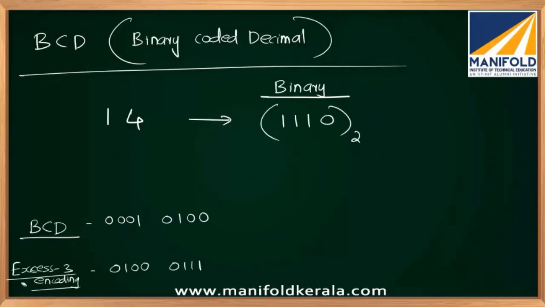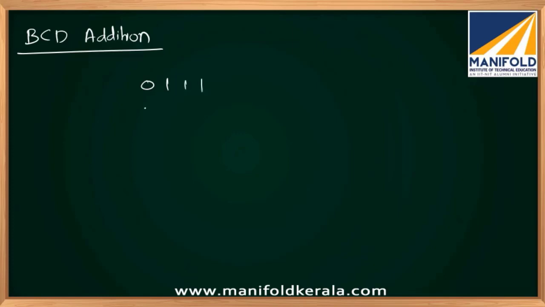Then one more thing regarding BCD which can be asked in your questions. Let us look at BCD addition. What happens in BCD addition? I'm talking only about BCD addition. Suppose I want to add two numbers, say 1000 and 1001. These are two BCD numbers.